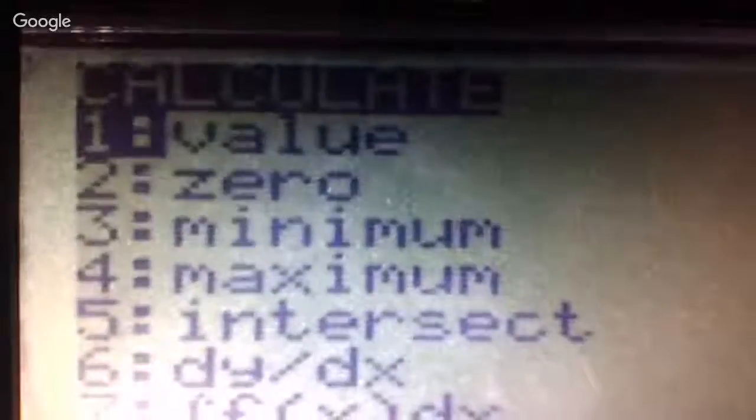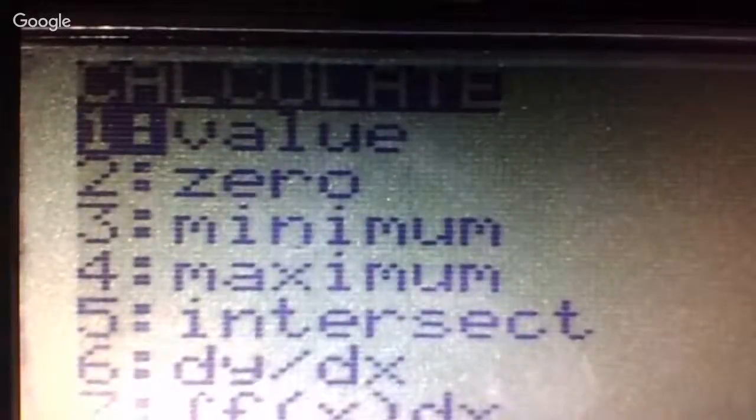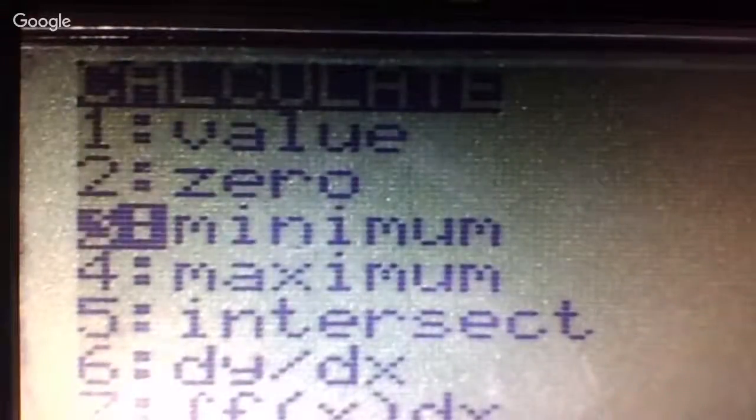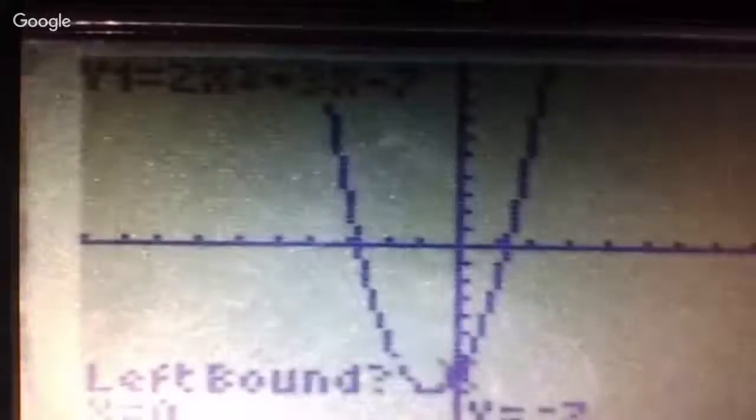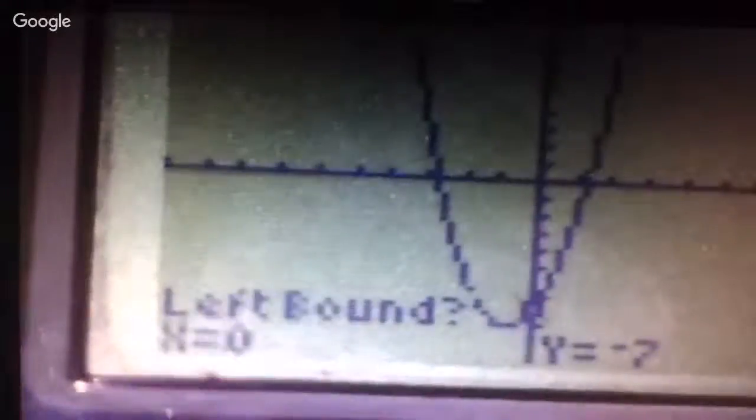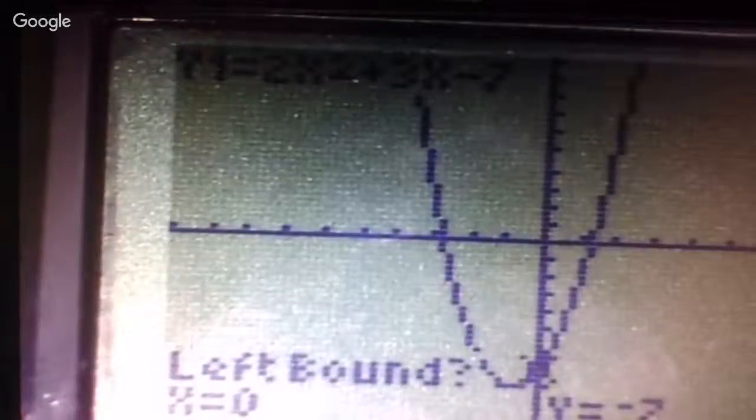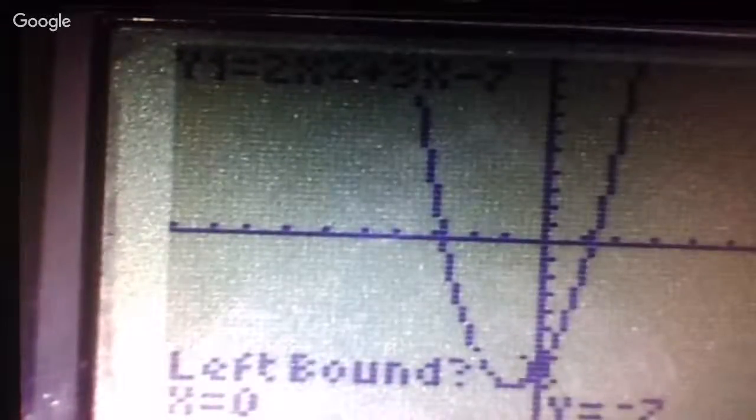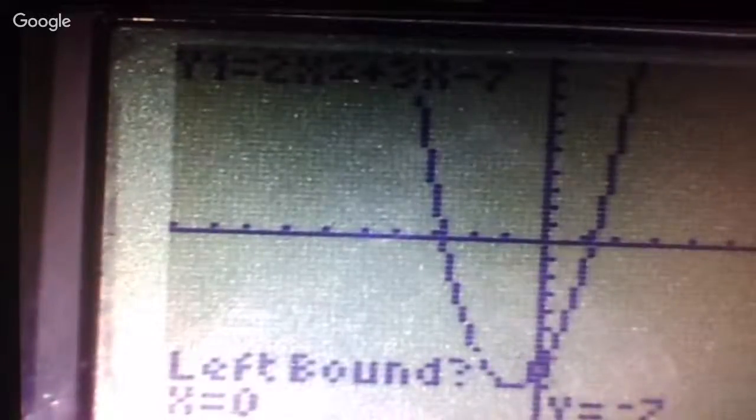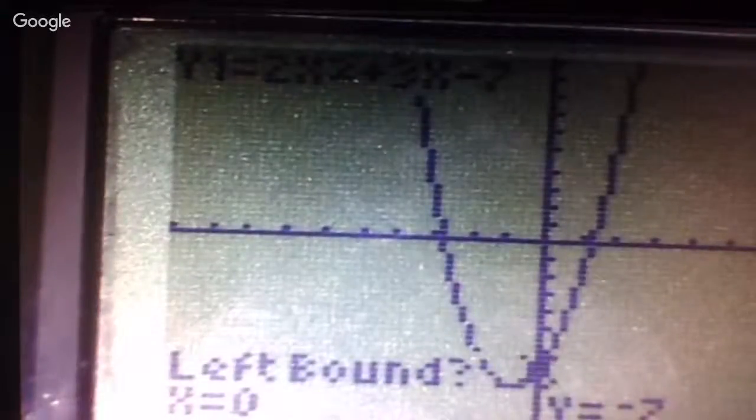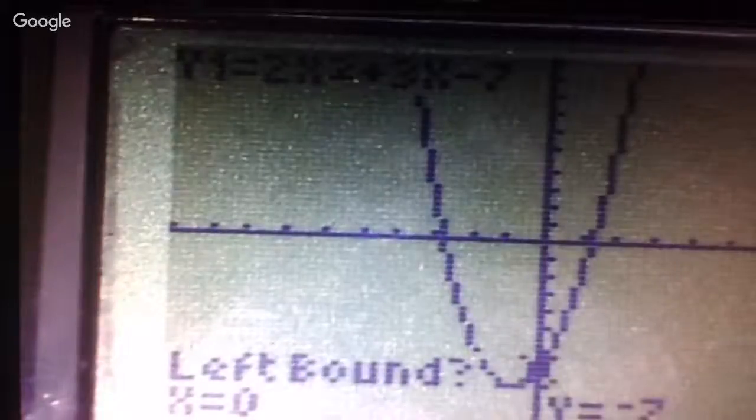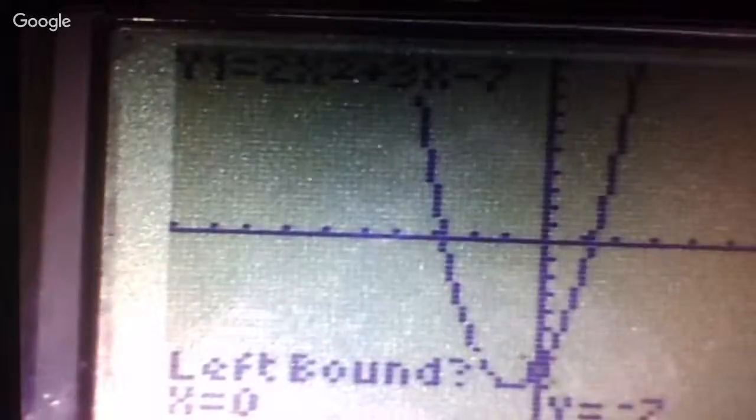All right. So you want the minimum. You've got two options. You can hit number 3, which will take you directly there, or you can scroll down so 3 is highlighted and hit enter. Either way, you should end up with this. It should say left bound, and it should tell you x is 0, y is -7. And you see this little blinky dot.